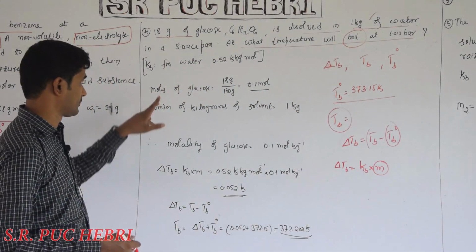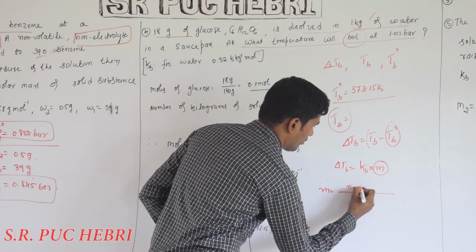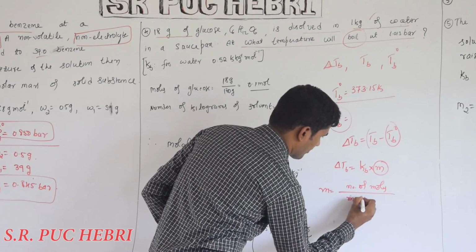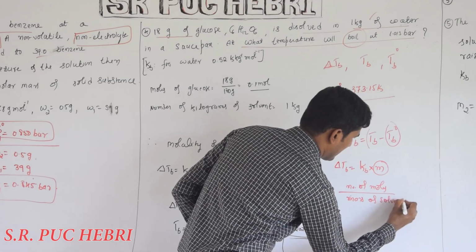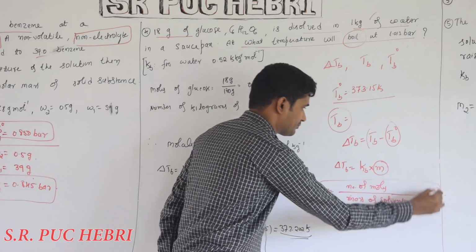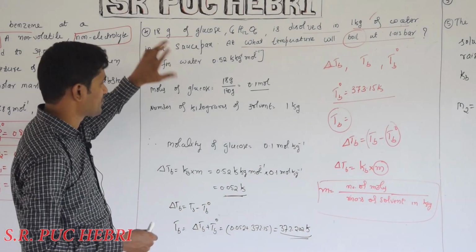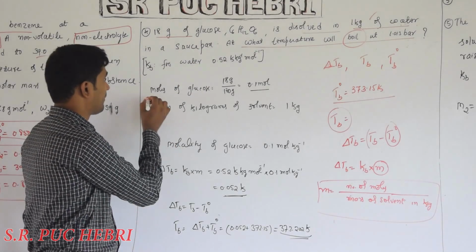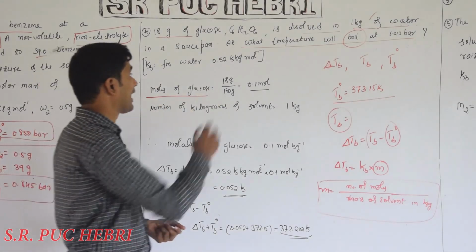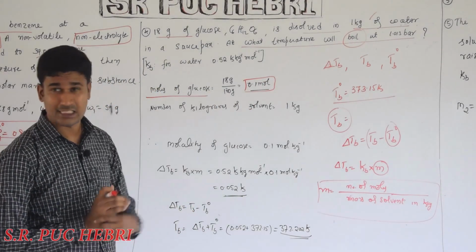Here is the substitution. How do you calculate molality? Molality is nothing but number of moles divided by mass of solvent in kg. So that is m, molality. Now, the mass of glucose is given. It's 18 grams. So you can find the number of moles. How do you find? The number of moles of glucose is equal to mass of glucose divided by its molar mass. 18 by 180. So that is 0.1 mole. 0.1 mole of glucose is dissolved in 1 kg of water.